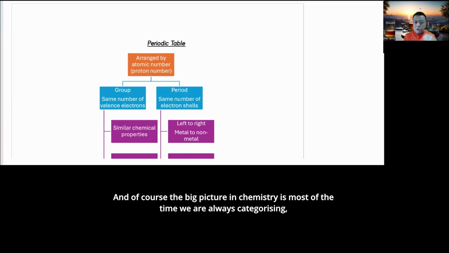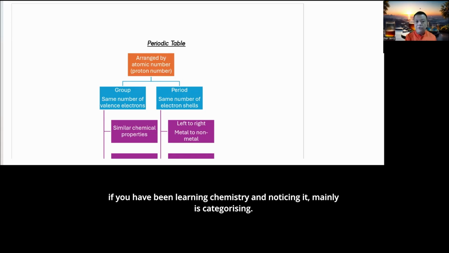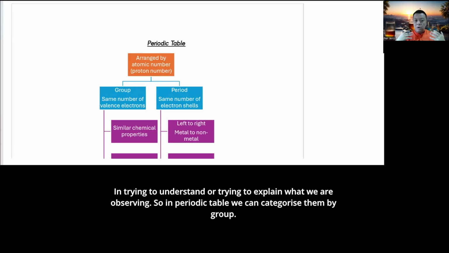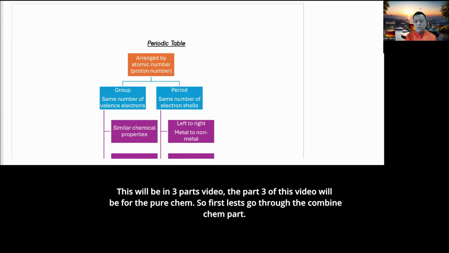And of course, the big picture in chemistry is that most of the time we are categorizing, right? If we have been learning chemistry, we have mainly been categorizing, trying to understand or explain what we are observing. So in the periodic table, we categorize elements by group. This will be a three-part video.